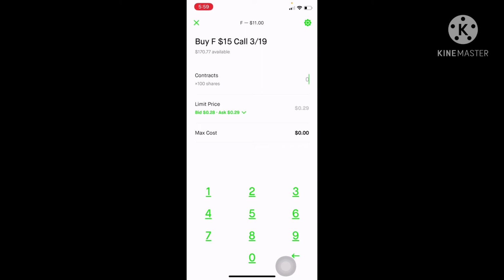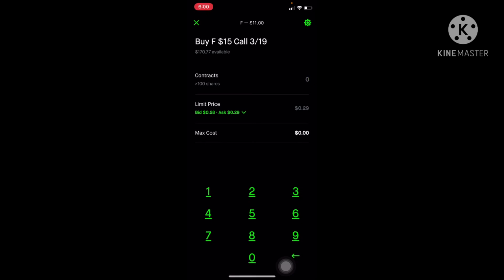So that basically means $29 per contract because there's 100 shares within that contract. Sorry about that. That means aftermarket hours just closed. So what I like to do when I'm looking at the different contracts that I'm thinking of purchasing, I like to go to limit price.